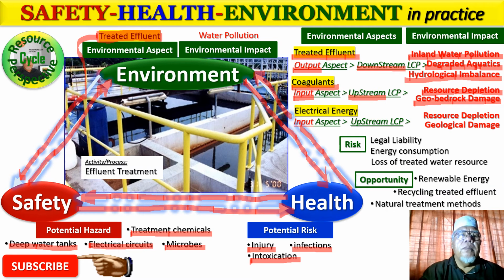Otherwise, it could be mining on the surface of land. That is called mining, and the environmental impacts: you're leaving a trail of mining tailings. And these are all damaged geological structures, which are not reversible until we do something good about that area. Okay, that is one environmental aspect input, which is coagulant.